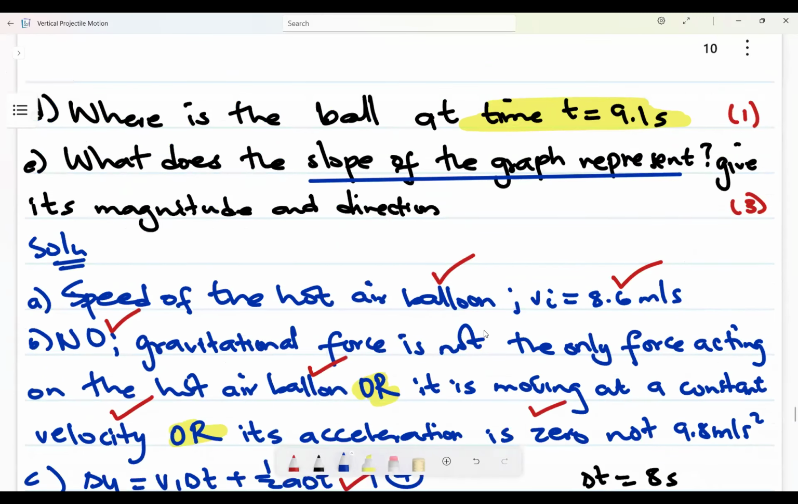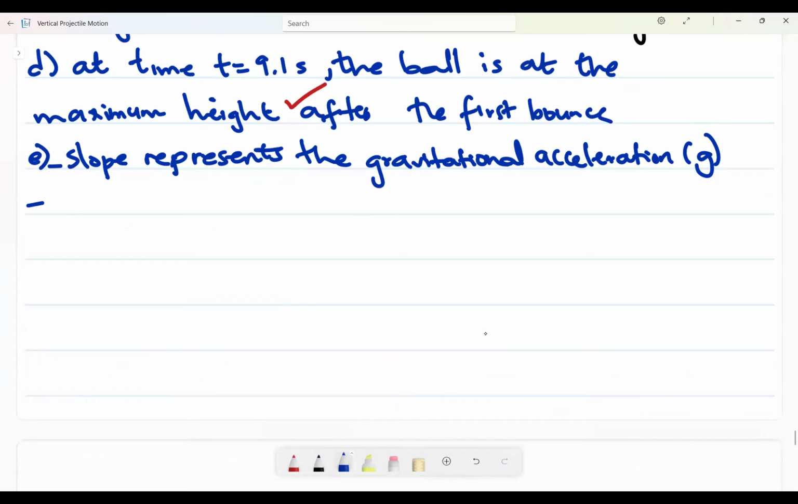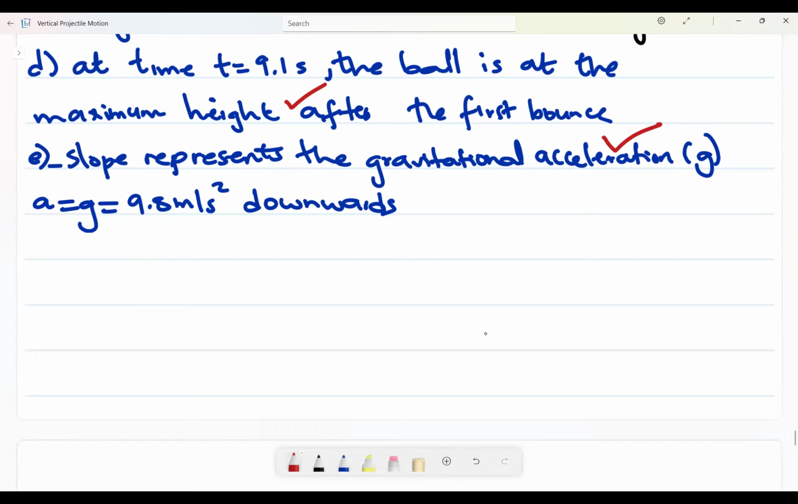And they say give its magnitude and direction. Remember, I always said the gravitational acceleration, its magnitude, the magnitude of this g, or a which is equal to g, is 9.8 meters per second squared. The direction is downwards, or just down. So the first mark is you saying it represents the gravitational acceleration, and this magnitude is 9.8 meters per second squared, and its direction is downwards.